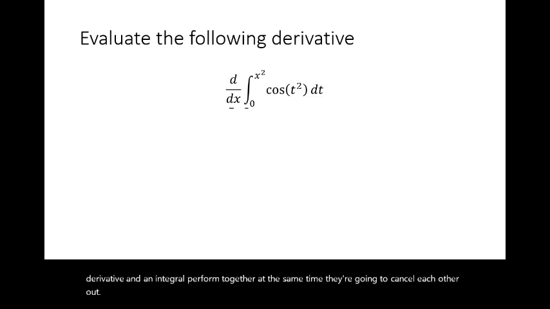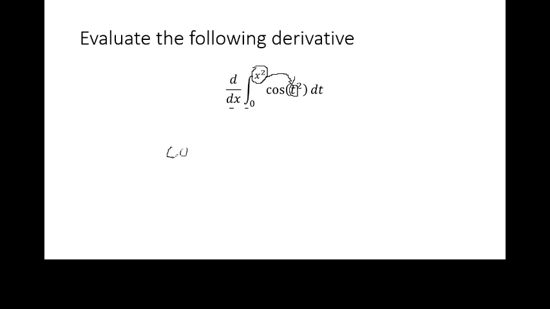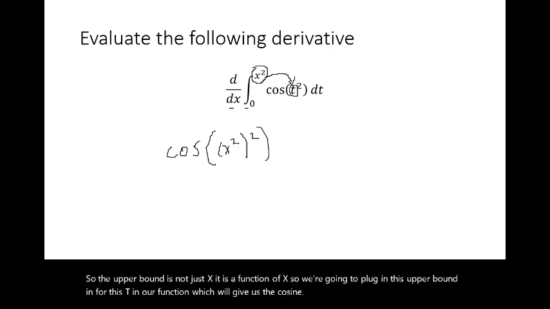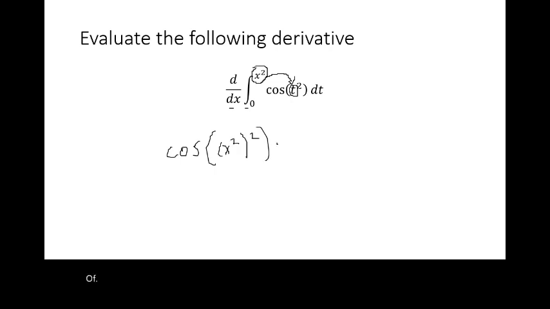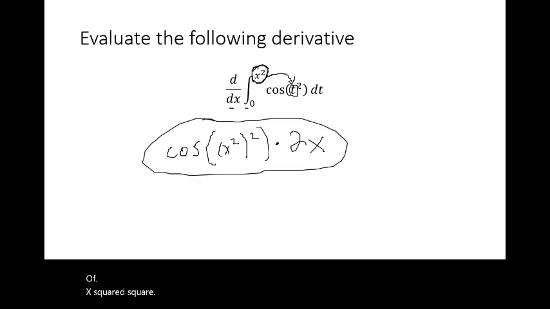So the upper bound is not just x, it is a function of x. So we're going to plug in this upper bound in for this t in our function, which will give us the cosine of x squared. Then we're going to multiply it by the derivative of the upper bound, which is 2x, and you can go ahead and leave it like this.